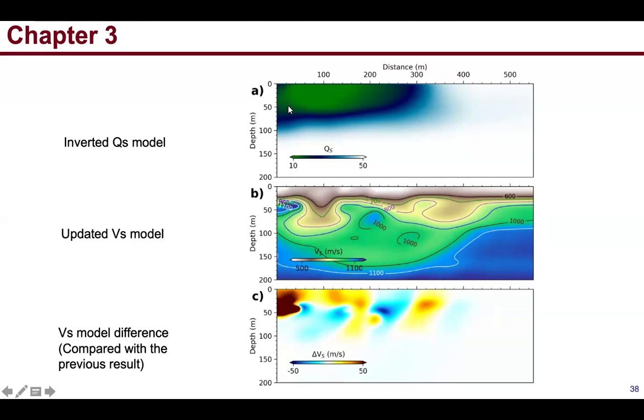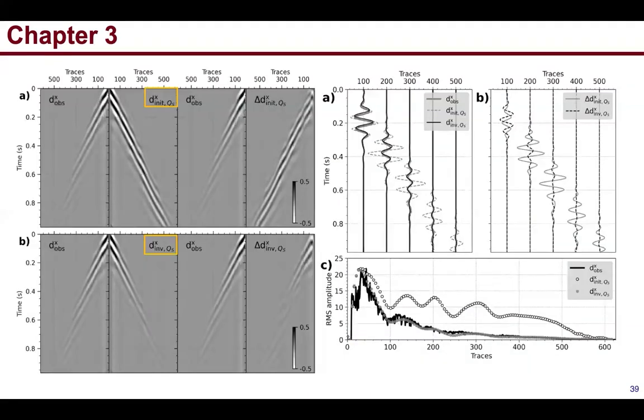Here, figure A is the inverted QS model. Based on the inverted QS value, we updated our VS model again. So figure B is the updated VS model, and figure C shows the VS model difference compared with anisotropic FWI without consideration of the attenuation. Here we show the difference in seismogram, and we can find the waveforms match our observed data better.